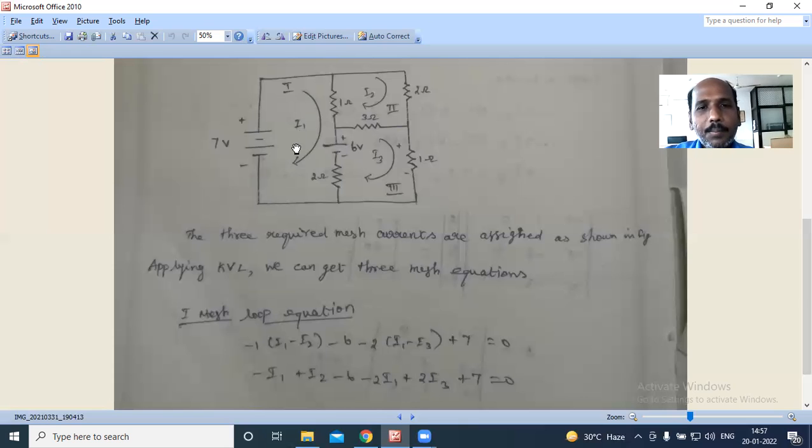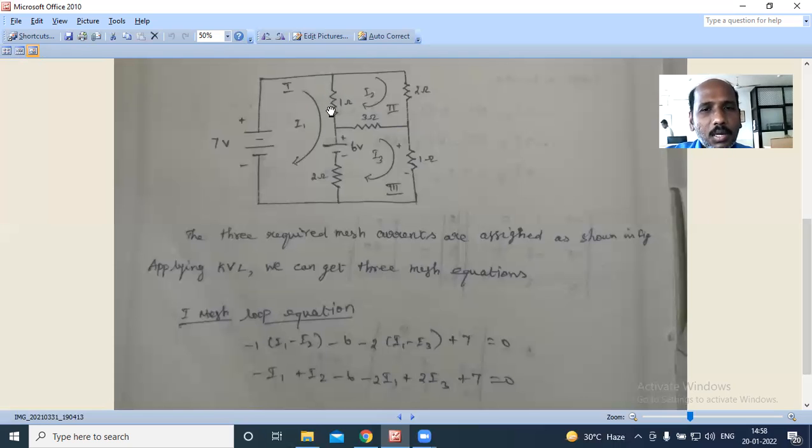For example, in mesh 1, I start from the 1 ohm resistor to form the equation. For that, first I consider the 1 ohm resistor. What currents flow through the 1 ohm resistor? In the normal Kirchhoff law, if you apply only one branch current, we just consider the current flowing through the 1 ohm resistor, whether upward or downward. But in the mesh method, the advantage is that more than one mesh current can flow through each resistor. There is a possibility of more than one current flowing through the resistor.